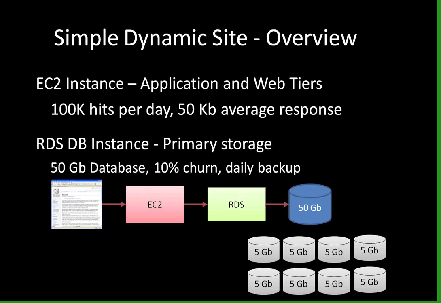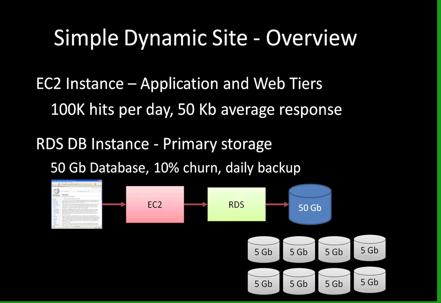We're going to use a single relational database using Amazon's Relational Database Service, and we're going to use that for our primary storage. We expect to store 50 gigabytes of data, and we expect about 10% of that data to change or churn each day. We're going to use RDS to arrange for daily backups of that data.